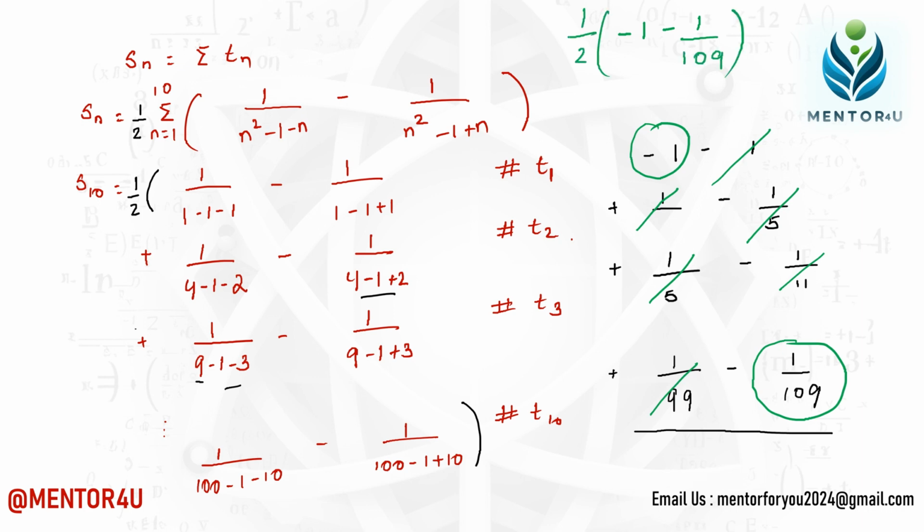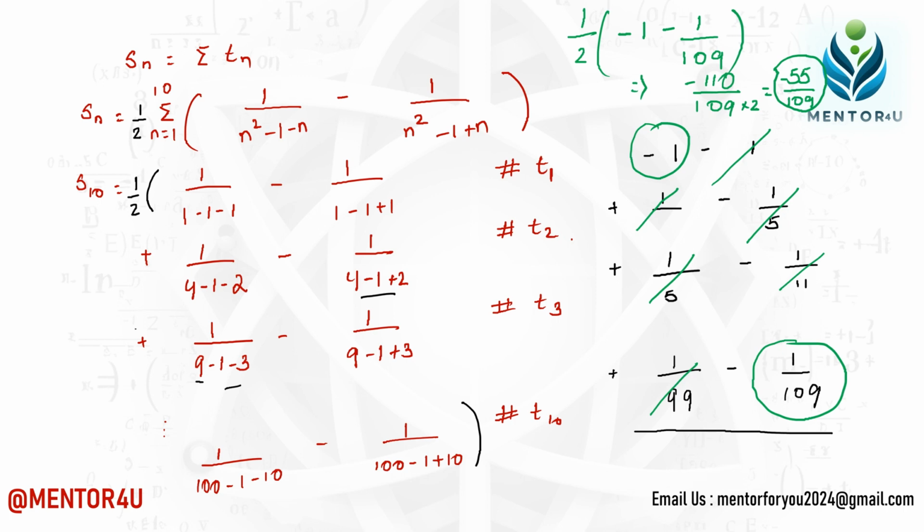So that will be 109 minus 1, which is 110, divided by 109 multiplied by 2. So that is minus 55 divided by 109. That's the answer, and that's the way you tackle these types of questions.